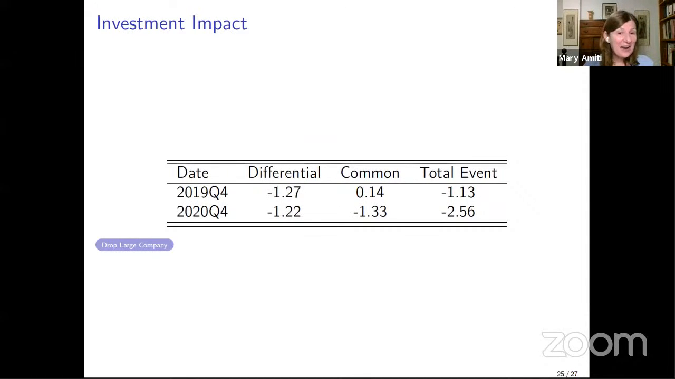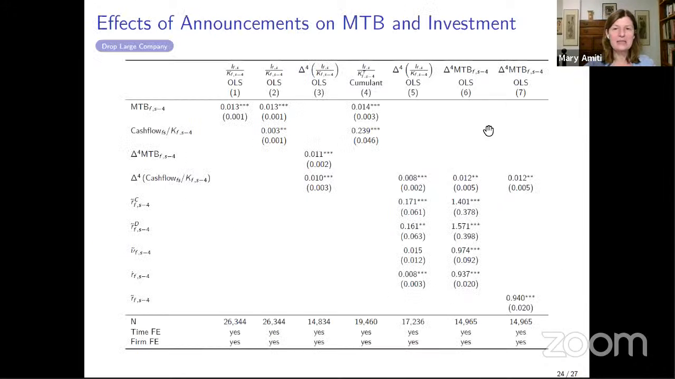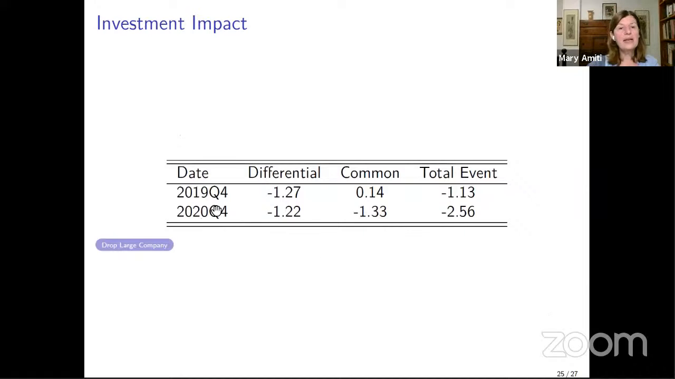So then we just have the aggregate effect that we use, as I said, this column 6 for the effect of the delta, the RC and the RD on the market to book value. And then we use column 3 to see how that translates from the market to book value to investment. And what we find, we just look at the 4-quarter changes for 2019 and 2020.